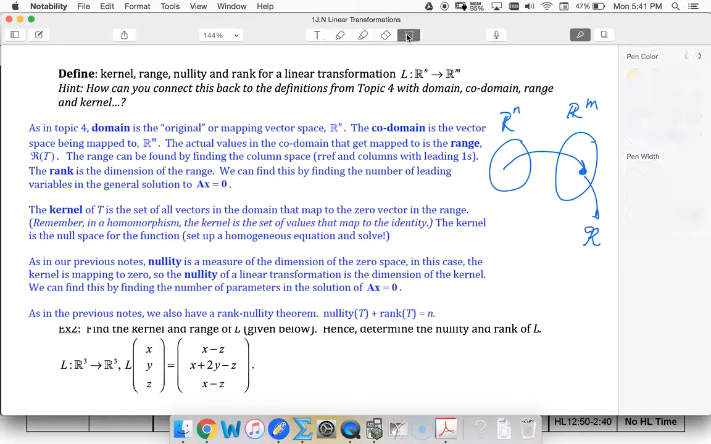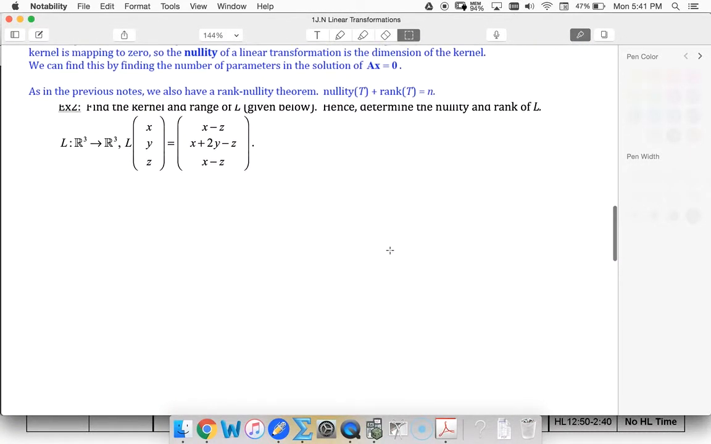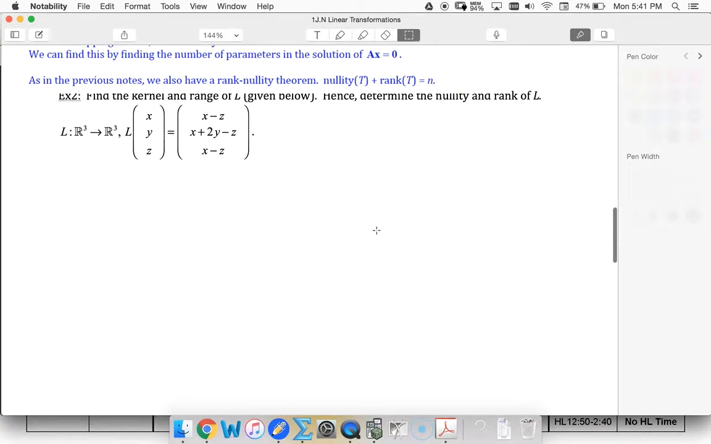And then let's look at an example of this. All right. Find the kernel and the range of the transformation L, hence determine nullity and rank. I'm going to do this in another video so that it doesn't get too long.